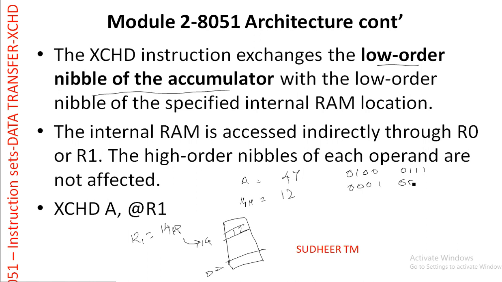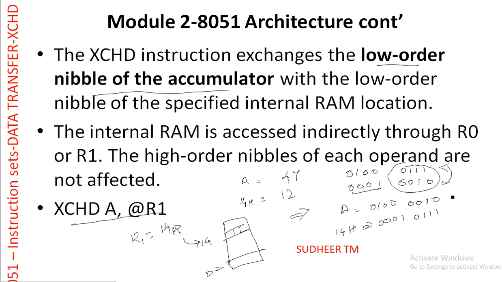12 is how? 0001 0010. Now if we are executing XCHD A, @R1, what will happen? Only the lower part of the 4 bits is exchanged. Nothing will happen to the higher order nibble. That will remain the same. On instruction execution, the accumulator will start with 0100. Nothing will happen to this data. The lower nibble comes here, 0010, and at 14H the upper nibble stays 0001 and the lower order becomes 0111.